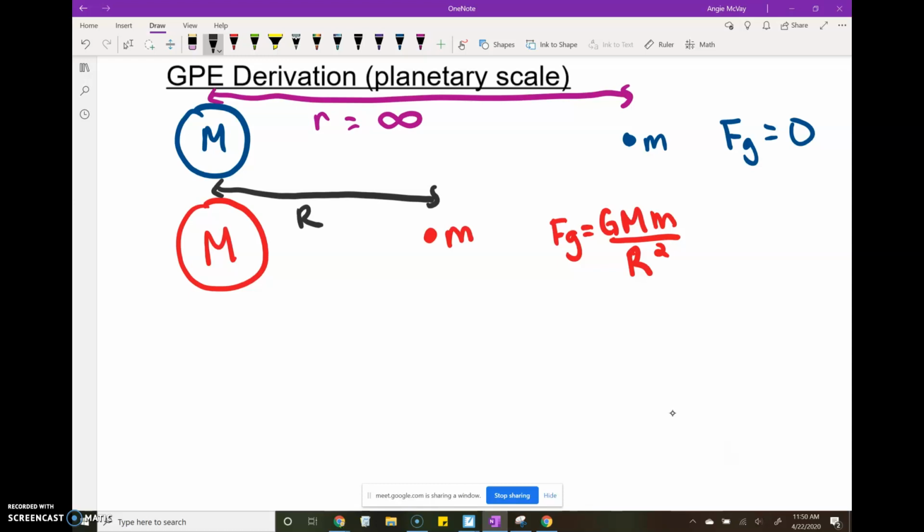That's going to be how much gravitational potential energy is gained. And we can use that to calculate the gravitational potential energy that exists between these two masses at this location. All right, so we've got Fg equals big G M m over r squared, where we know that the work done by gravity is force times distance.